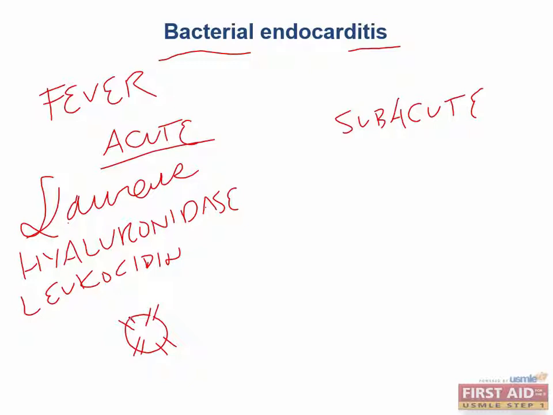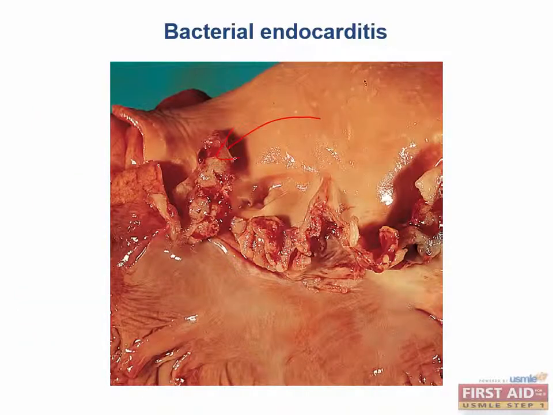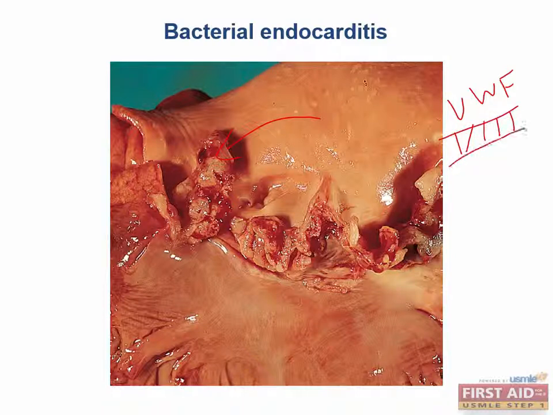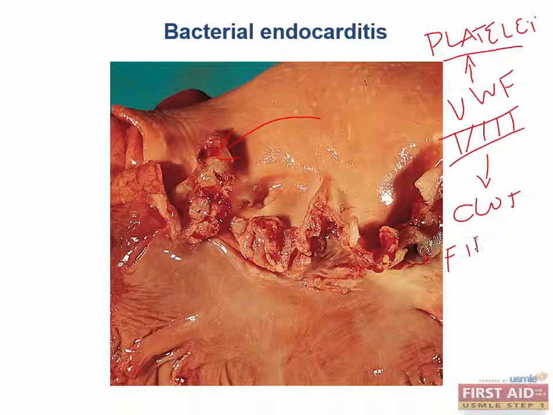How does the breakdown of hyaluronic acid by hyaluronidase and the lysis of endothelial cells by leukocidin lead to the creation of these vegetations that we see here in this image? Well, when you damage endothelial cells, you liberate von Willebrand factor and also factor VIII. Remember, von Willebrand factor carries factor VIII. So we liberate these things from the endothelium, and von Willebrand factor initiates the formation of platelet plugs, and factor VIII initiates the formation of a clot. The end result is that we have a big chunk of platelets and also fibrin. Staph aureus has no problem sticking to this. This is what creates the vegetation that we see here on the heart valve.